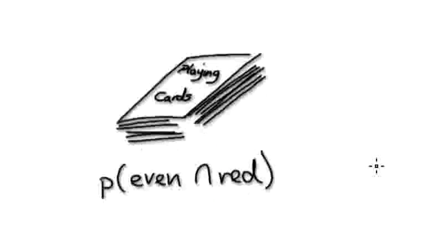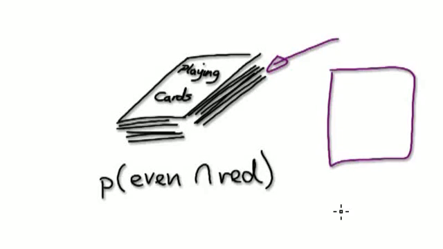Let's give you guys some practice with the Venn diagram. So suppose you've got a packet of playing cards. If I were to pick one card at random, what is the probability that this card would be an even card and a red card? Okay, it has to be even and red.